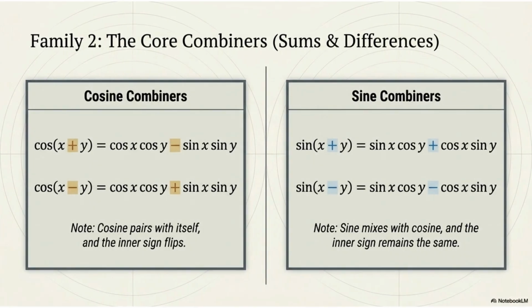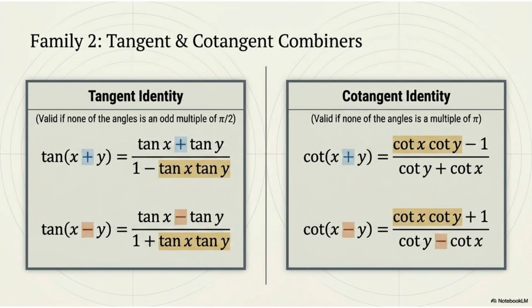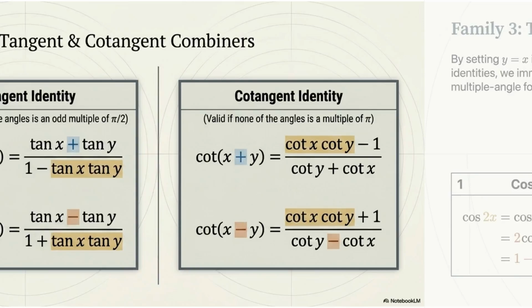Next, the core combiners. These formulas for the sums and differences of two angles show how sine and cosine functions interact with one another. Building on that, we have identities for tangent and cotangent combinations, which are derived from the primary sine and cosine formulas.